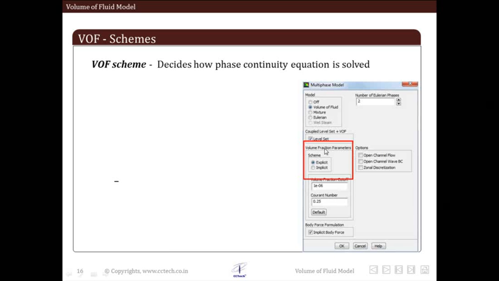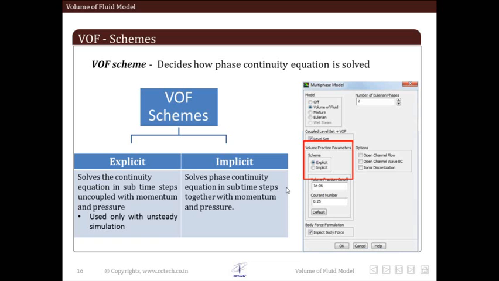As you can see in this panel, this is where we specify the volume fraction parameters and the VOF schemes within the multi-phase model panel. There are two VOF schemes available, explicit and implicit. In the explicit VOF scheme, the phase continuity equation is solved uncoupled with the momentum and pressure equation. This is used only with unsteady simulation. Whereas in the implicit scheme, the phase continuity equation, the momentum equation and the pressure equation are solved together.